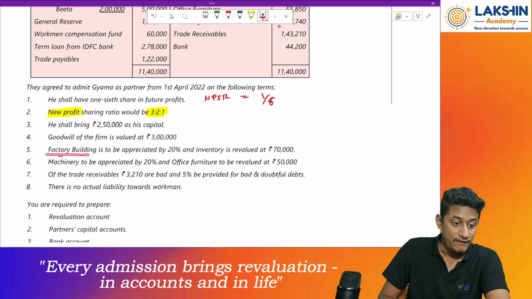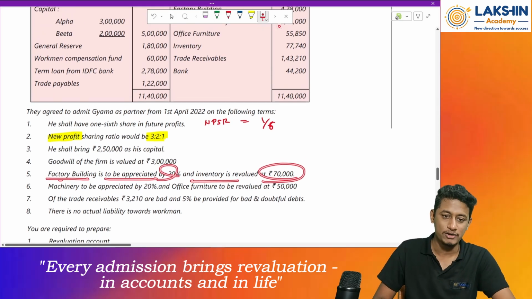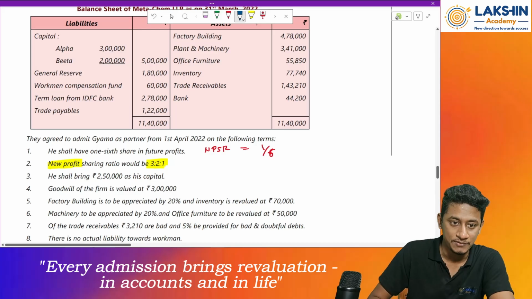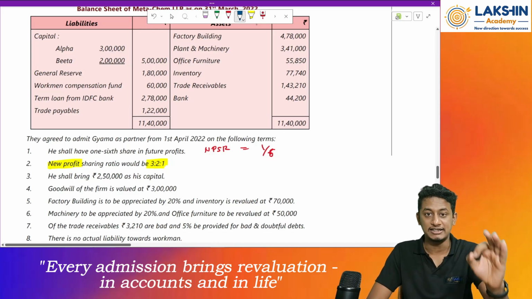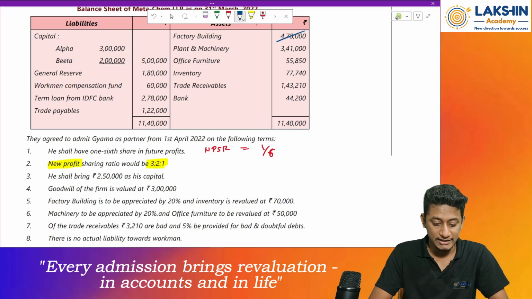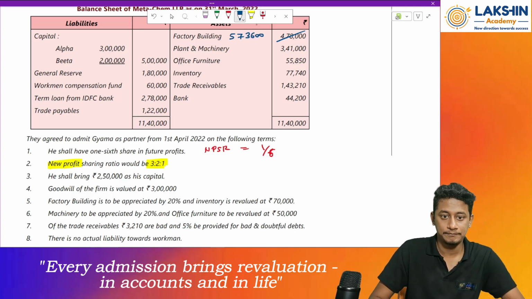So factory building is appreciated by 20% and inventory is revalued at 70,000 rupees. Okay. So now, in order to save some time, I will make the amendments here itself. Let's see. Factory building has been appreciated by 20%. So from 4,78,000, what is the new value? 4,78,000 plus 20%, that will be 5,73,600. Then next.